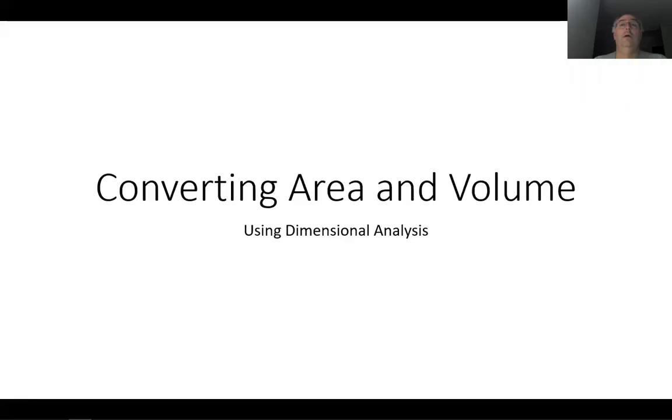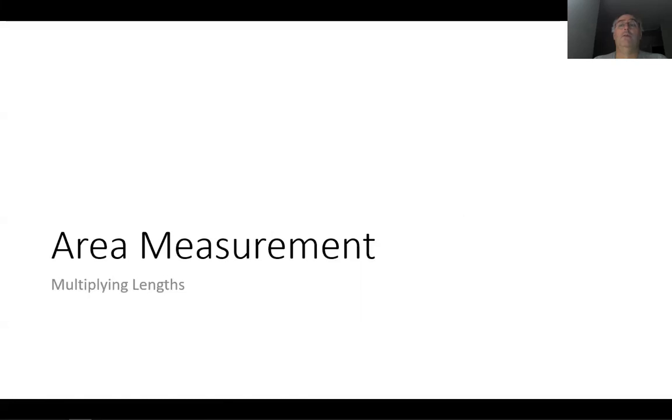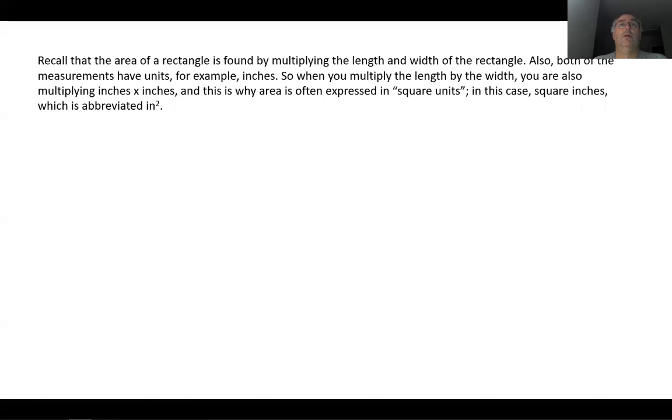So we're going to do a quick lesson on converting area and volume. We're going to start just by looking at area measurements. So recall that the area of a rectangle is found by multiplying the length and the width of the rectangle.